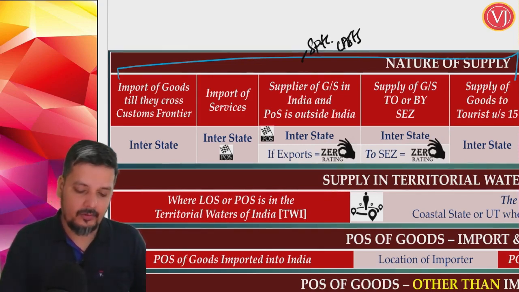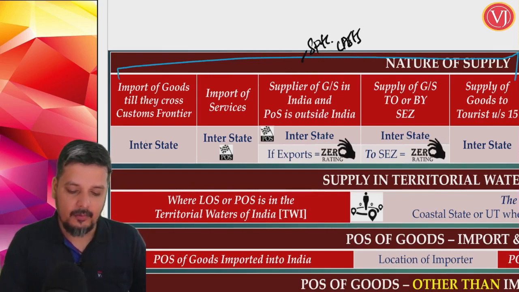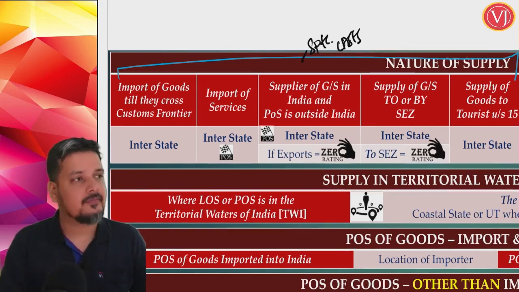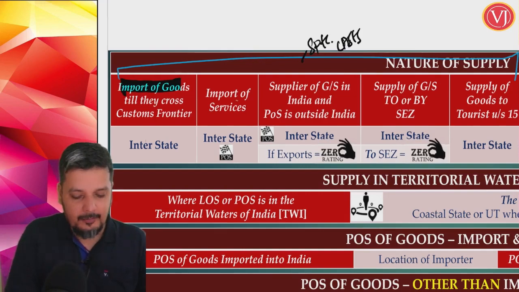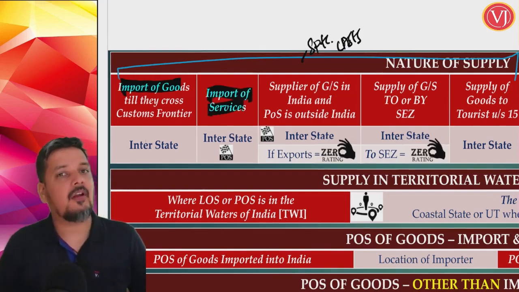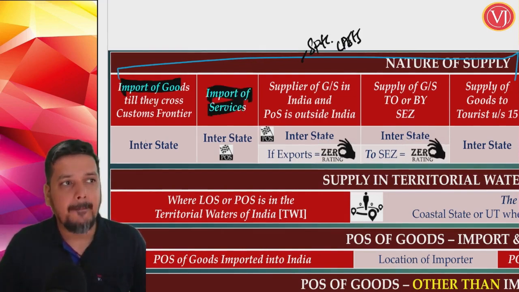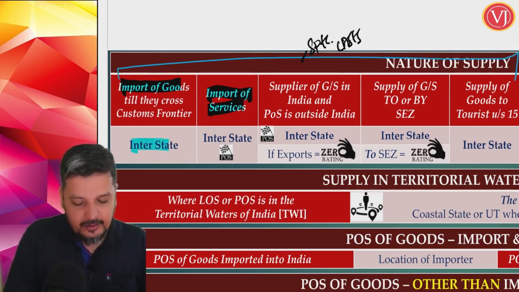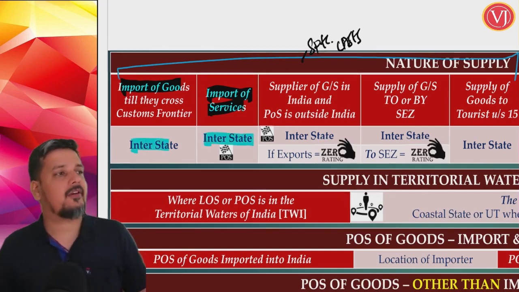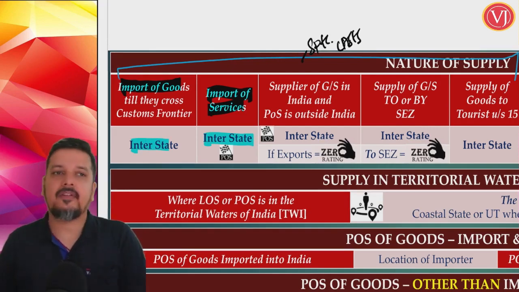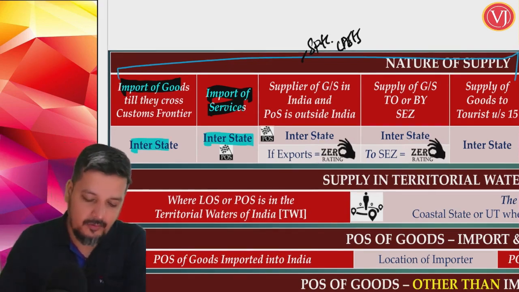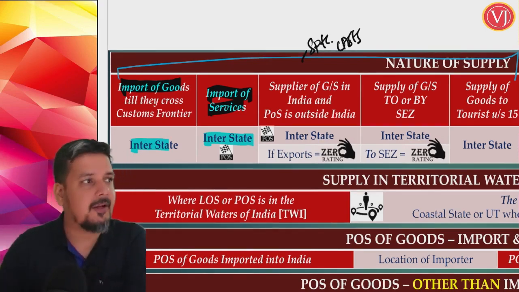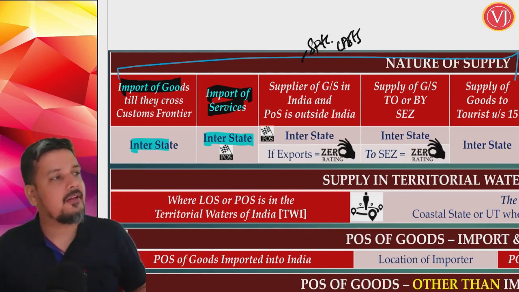Import of goods and import of service. Outside India to India. It is always interstate. The difference is, for import of goods, you need not even find the place of supply. By default, it is interstate.